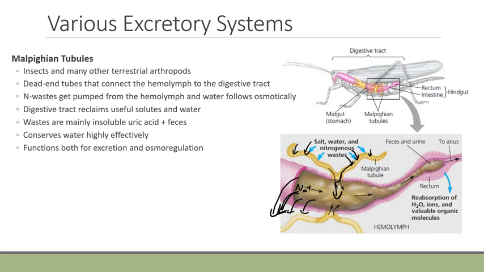Those wastes that do remain in the digestive tract tend to be mostly insoluble, tends to be uric acid combined with the other feces from the actual digestive tract itself. And what I should kind of clarify actually is, I said filtration in a few places. It's not really the same kind of filtration that we do see when we're going to talk about our next group, mammals. It actually is really just a form of secretion, which is kind of unique. Instead of relying on that filtration step, we just secrete things into those tubules and then let the digestive tract take over from there.